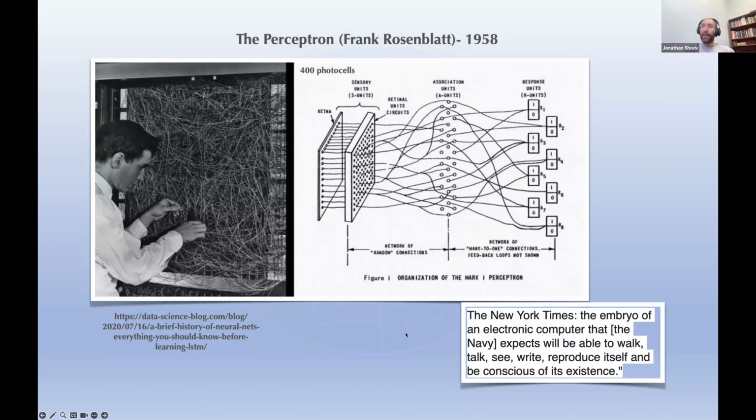Now, at the time, the New York Times said that the embryo of an electronic computer that the Navy, which funded this, expects will be able to walk, talk, see, write, reproduce itself, and be conscious of its existence. So that was maybe a little preemptive. This thing could tell the difference between handwritten digits. So it was trained on handwritten digits. And what I mean by trained here is that you pass in an image, it either gets it right or it gets it wrong. And if it gets it wrong, then you change the wiring slightly so that it's more likely to get it right the next time.